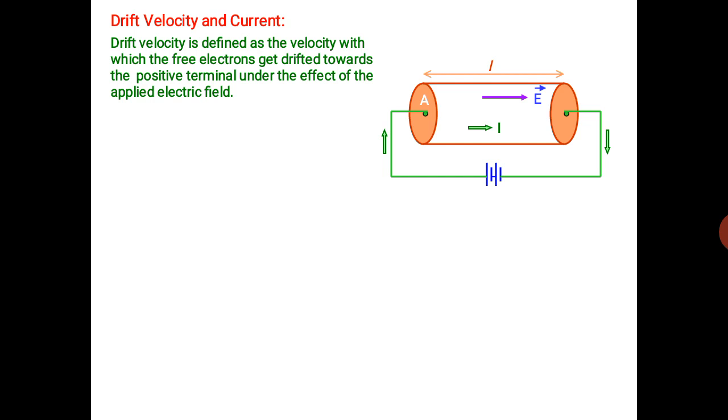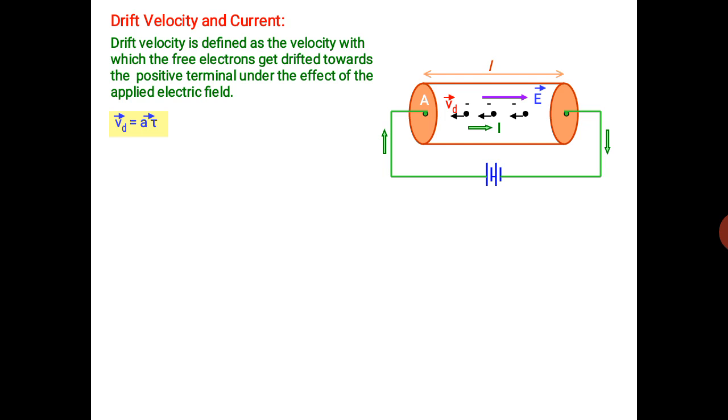When the field is applied, the electrons will start moving from right to left. The positive terminal of the battery is connected to the left side of the conductor and the negative terminal is connected to the right side of the conductor. So the electrons will move towards the positive potential, that is, towards the left side.